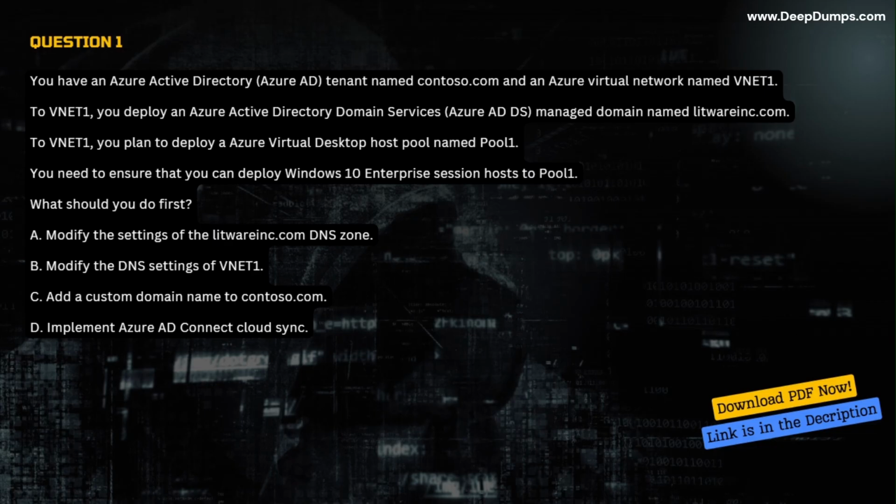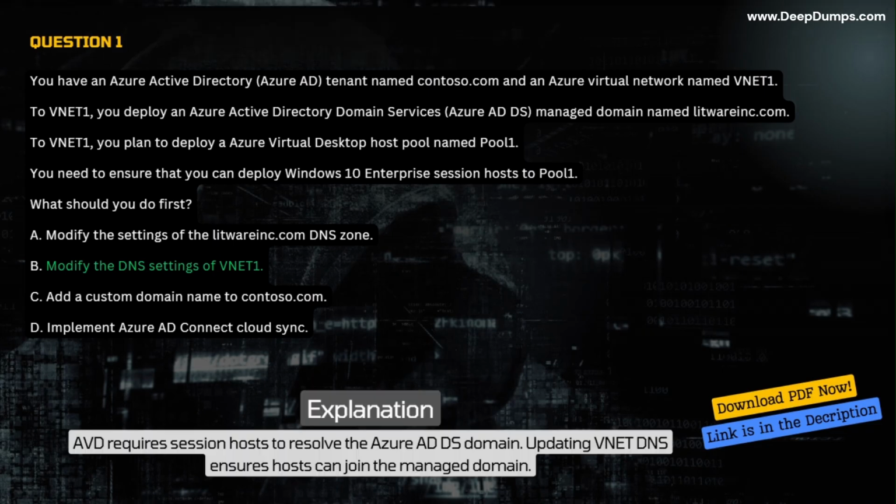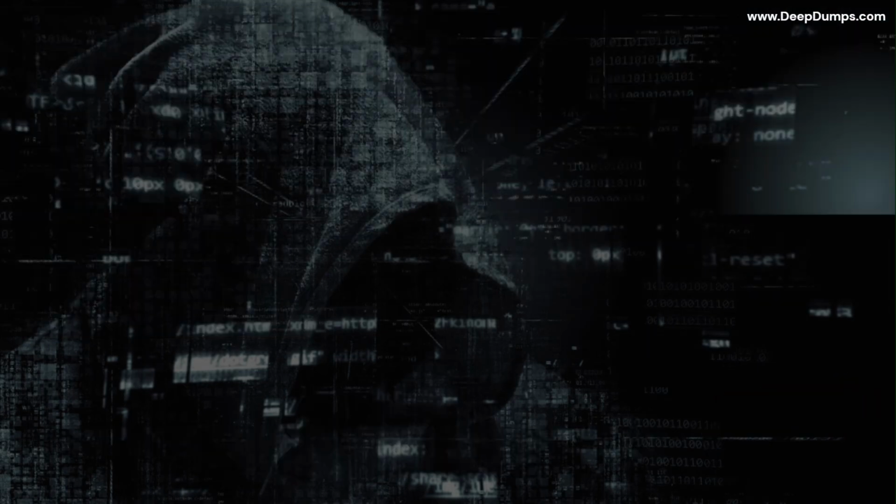A. Modify the settings of the litwaring.com DNS zone. B. Modify the DNS settings of VNet1. C. Add a custom domain name to Contoso.com. D. Implement Azure AD Connect Cloud Sync. Correct answer: B. Modify the DNS settings of VNet1. Explanation: AVD requires session hosts to resolve the Azure AD DS domain. Updating VNet DNS ensures hosts can join the managed domain.